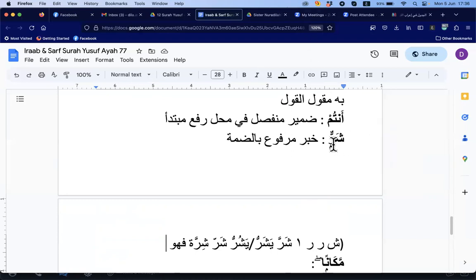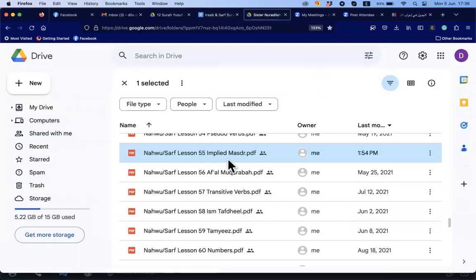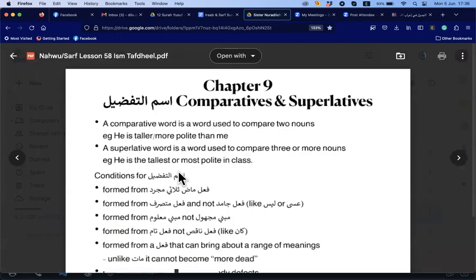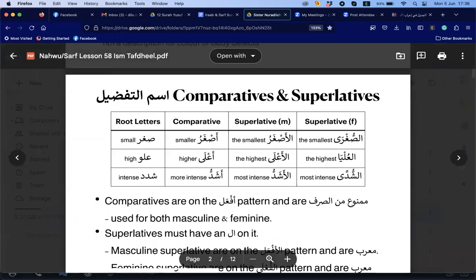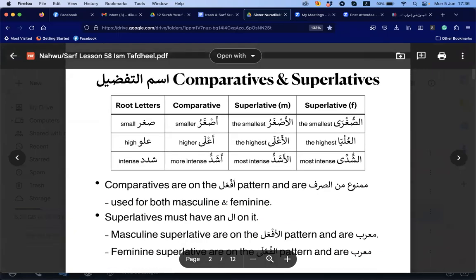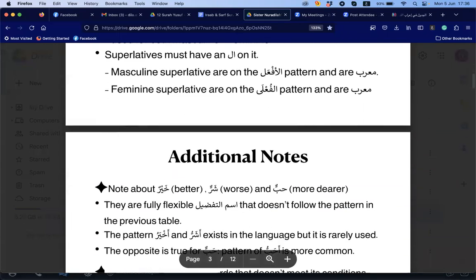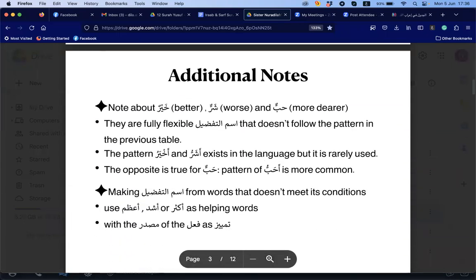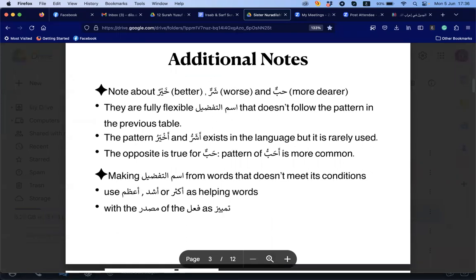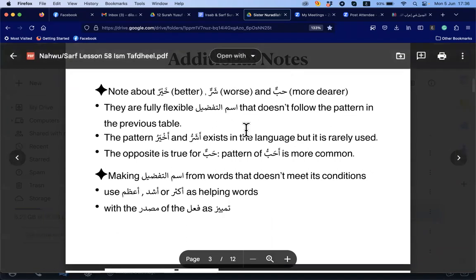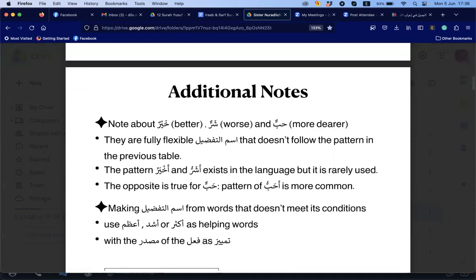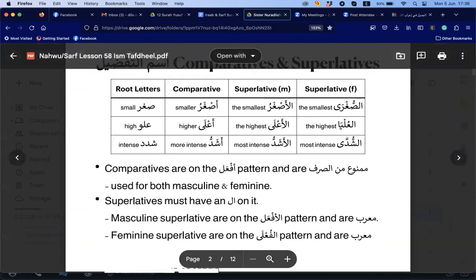Ism tafdil is normally in what pattern? Af'alu, right? It's normally in that pattern, but for mudha'af it's usually like this: ashaddu. But shar is a special one. Shar and khair, evil and good, are the special ones. They are not like hab also, but not like the rest. The rest are mamnu' min as-sarf because of the pattern af'alu.